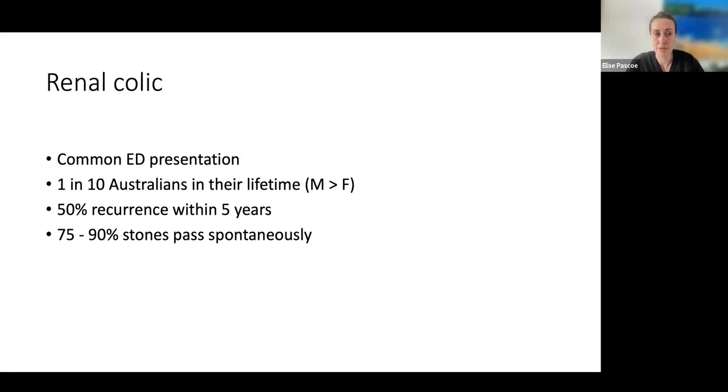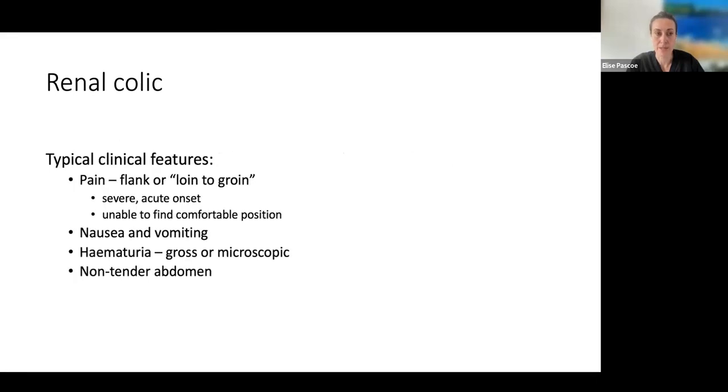So I think this is relevant because renal colic is really, really common. It's a very common presentation in ED. 1 in 10 Australians in their lifetime will suffer from renal colic, men much more than women. There's about a 50% recurrence over 5 years. And what we do know is that a large proportion of stones pass spontaneously, which is a fact that's quite relevant for our imaging choices, I think.